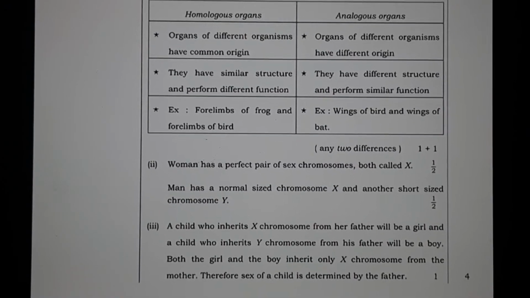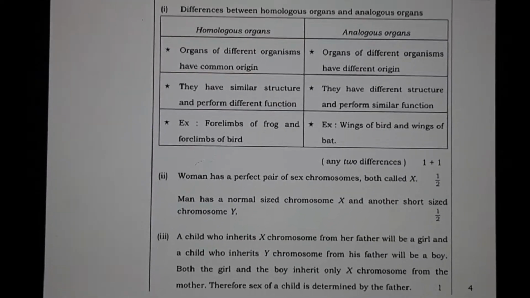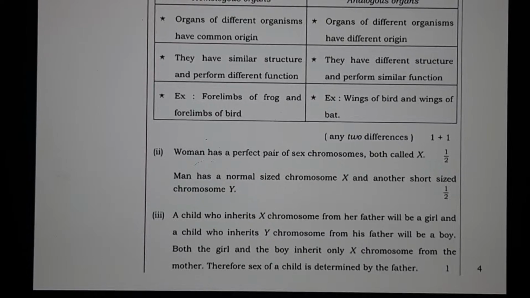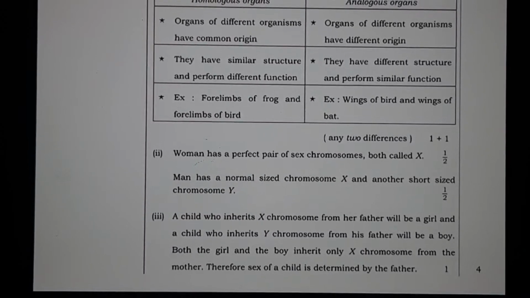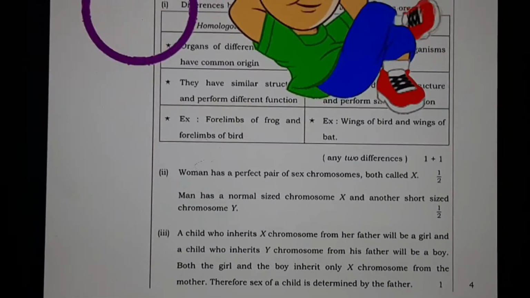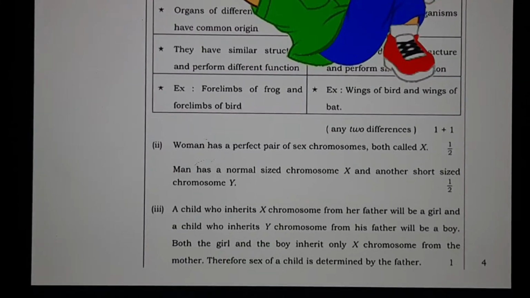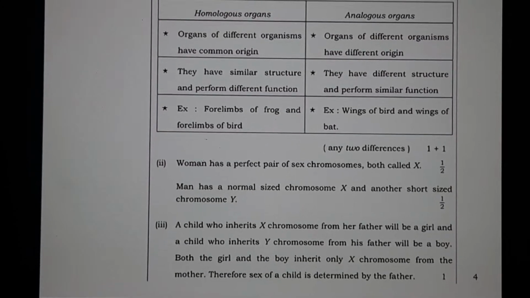Third sub question. Sex of a child is determined by the father. How? Answer is, a child who inherits X chromosome from her father will be a girl and a child who inherits Y chromosome from his father will be a boy. Both the girl and boy inherit only X chromosome from the mother. Therefore, sex of a child is determined by the father.